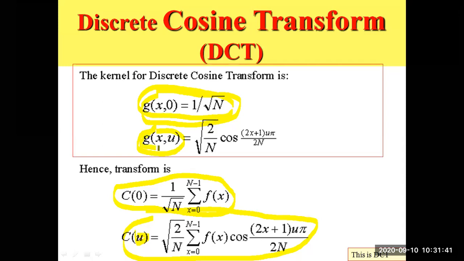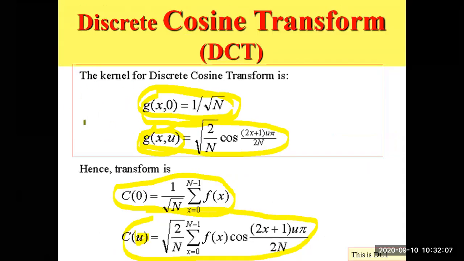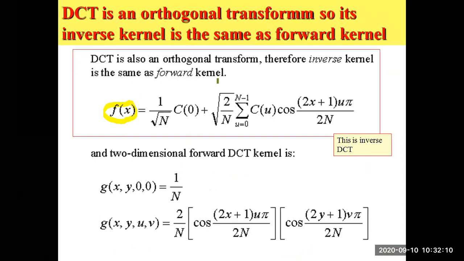This is another DCT for one dimension, but with center at u. This is the only difference. And one more thing: the DCT is also orthogonal, and therefore it has an inverse kernel. How do we get the inverse kernel? Suppose f of x is my input signal. Your reverse kernel is 1 by square root of n into c0, and this is the other one, with center at u.